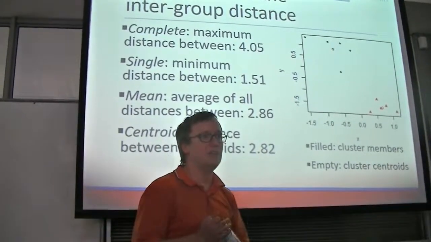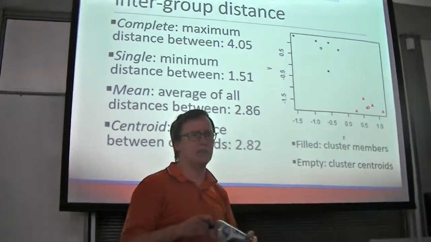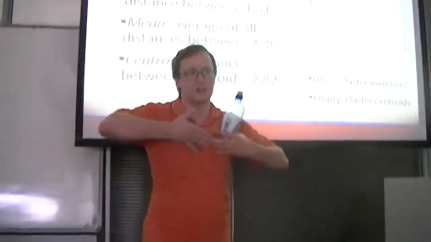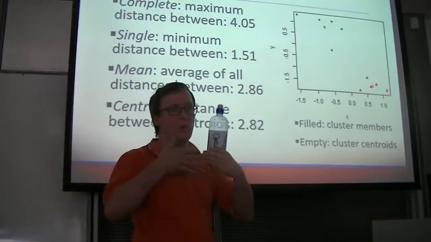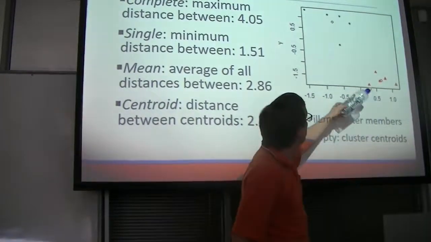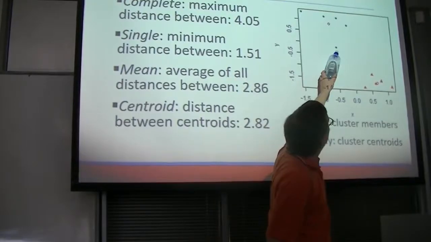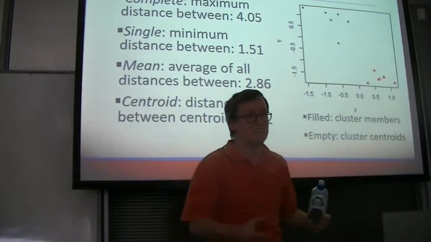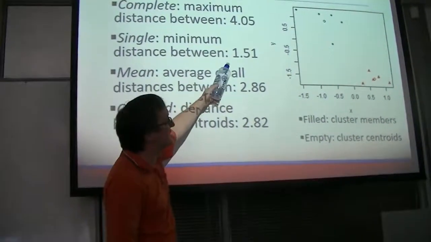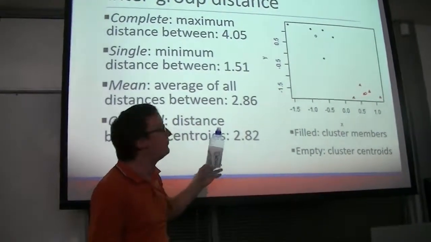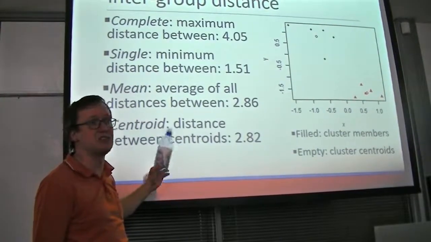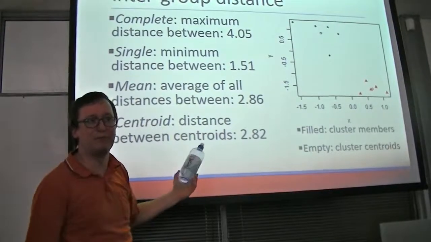Now, single is a much more optimistic way to look at how similar these groups are. It asks, how close do they get to brushing each other, essentially? What are the points that are most proximal to each other from cluster A and cluster B? So in this case, maybe drawing a line from this black point to this red point is a much shorter distance than the most far-flung members of those two groups. And that gives us a value of 1.51. So if you see the terms complete and single linkage, you can just substitute in your head maximum and minimum.